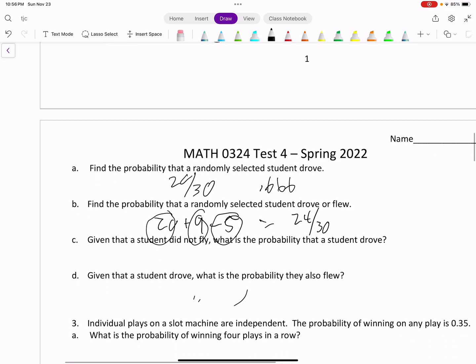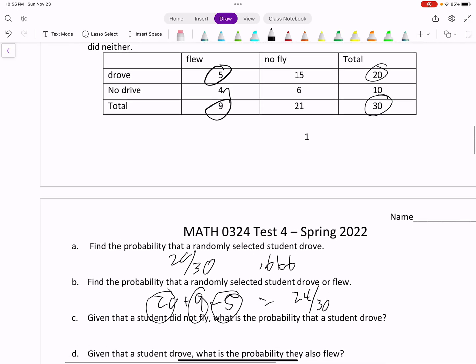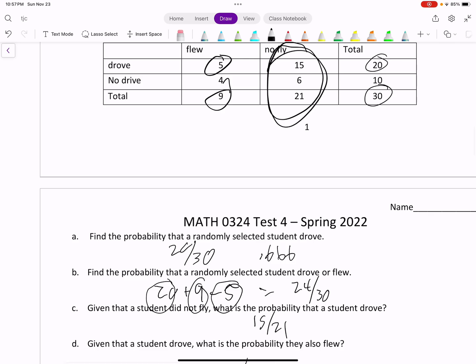Okay, given a student did not fly, what is the probability the student drove? So now we're filtering, we're zooming in on particular rows and columns. So we're on the no fly column. So we're saying, given that a student did not fly, now this column is the only column that exists. So in this column, what's the probability a student drove? Well, 15 out of 21. This isn't out of the total because it says given. Anytime you see the word given, you're restricting your view to certain rows or columns.